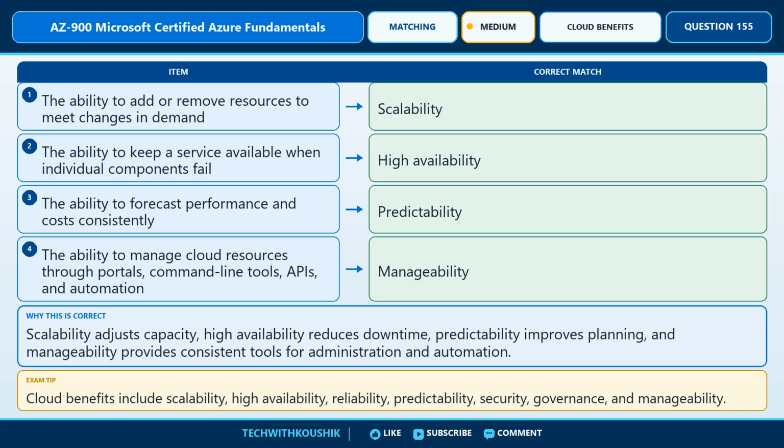The main reason is scalability adjusts capacity, high availability reduces downtime, predictability improves planning, and manageability provides consistent tools for administration and automation. The main takeaway is cloud benefits include scalability, high availability, reliability, predictability, security, governance, and manageability.